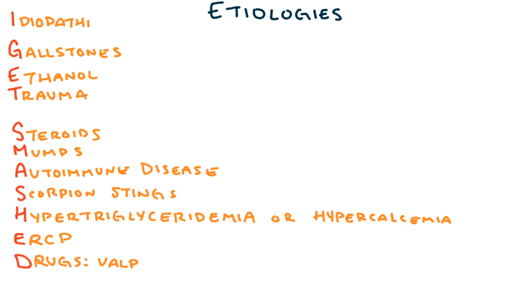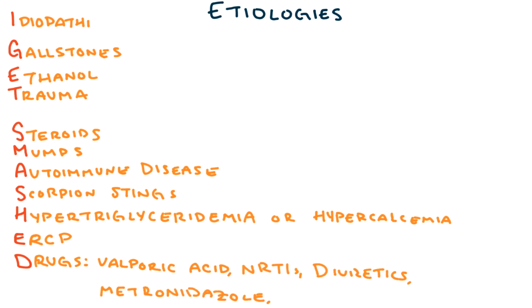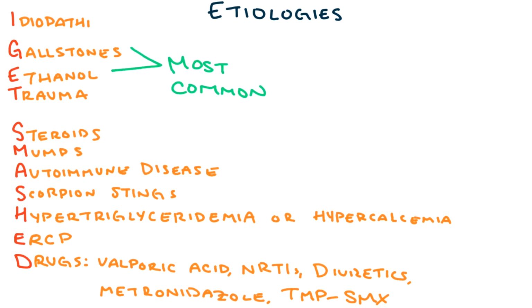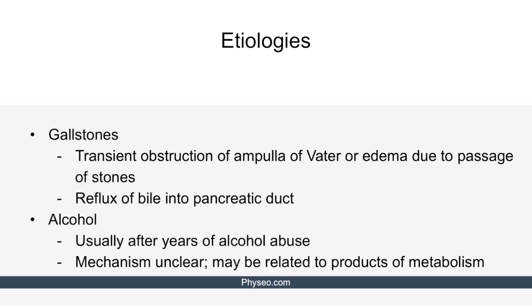There are many drugs associated with acute pancreatitis, including, for example, valproic acid, nucleoside reverse transcriptase inhibitors, diuretics, metronidazole, and TMP-SMX. Of all of the etiologies within this mnemonic, the most common causes of pancreatitis will be gallstones and alcohol use. Let's take a closer look at the two most common causes. So again, gallstones and alcohol.